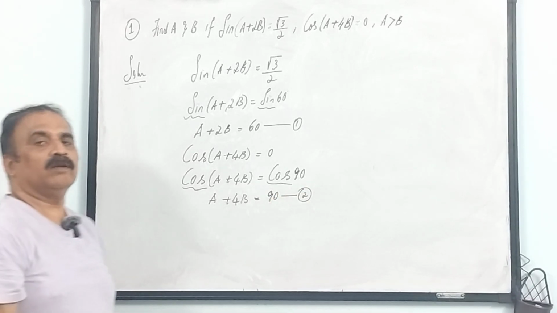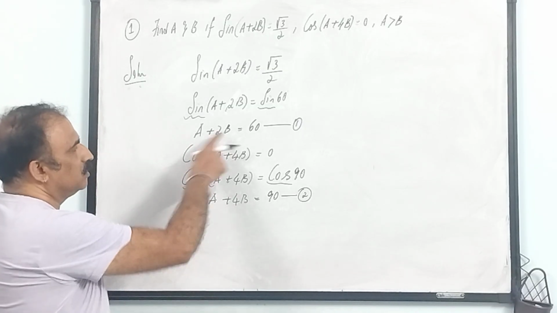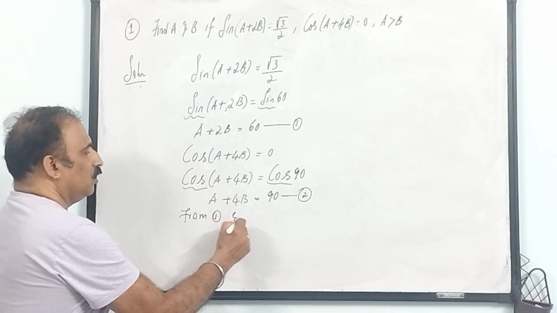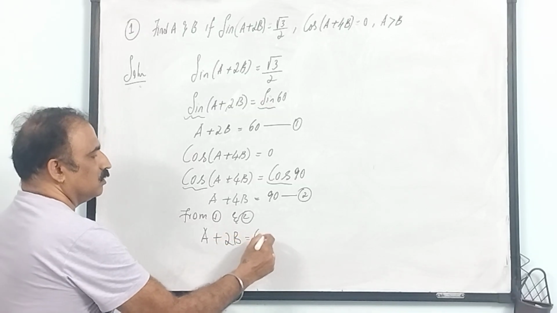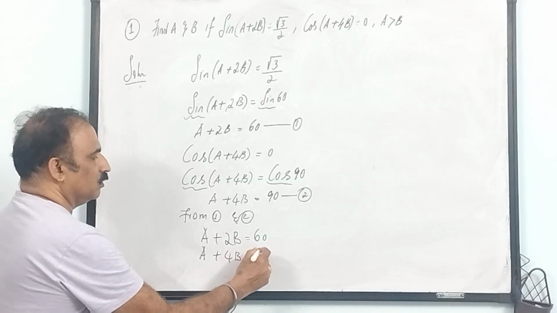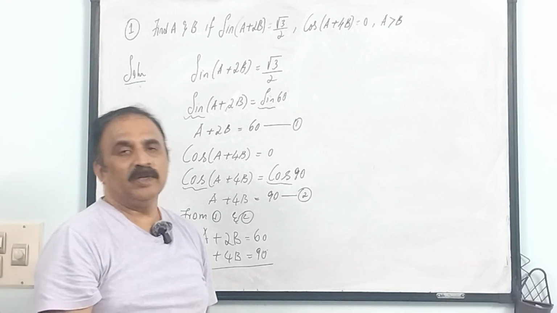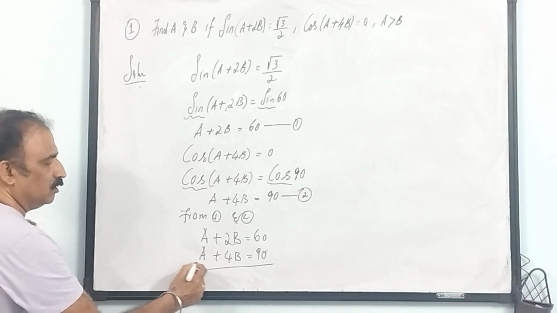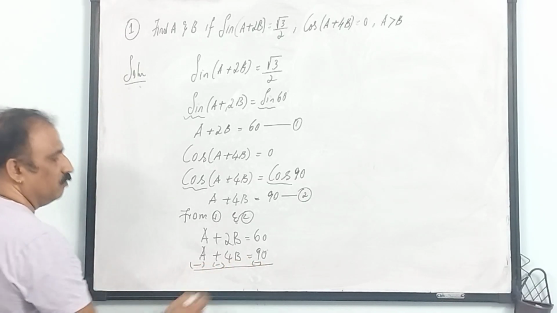Now to solve this, we go back to the chapter of linear equations in two variables, because you have got two variables A and B to be solved. So from 1 and 2, I take the first equation, A plus 2B equal to 60 degrees, and the second one, A plus 4B is equal to 90 degrees. Now here, we are going to use the elimination method. We have the same values here, A and A. So change of sign in elimination method, this is minus, so this also I change to minus, and this will be changed to minus.